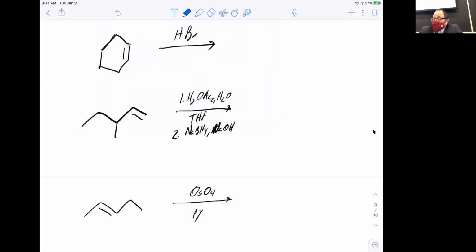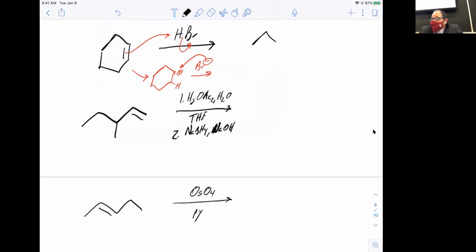Okay, on the first one, we can work through it thinking about nucleophile and electrophile. The alkene is nucleophilic, the hydrogen is going to be electrophilic, and bromine is going to be a leaving group. So the first step, we form the carbocation. Second step, the bromide comes in and reacts with that carbocation.